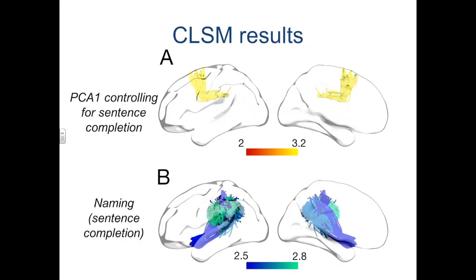I told you that we were also doing connectome-based lesion-symptom mapping. Here on the top, you'll see the connectome-based lesion-symptom mapping for that first principal component analysis, looking at the sentence production when controlling for sentence completion, which again is a subtask of the naming domain of the WAB. And just to contrast it, you'll see that there's a network of connections that are more posterior and ventral that support just naming per se.